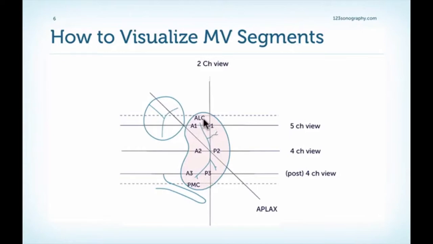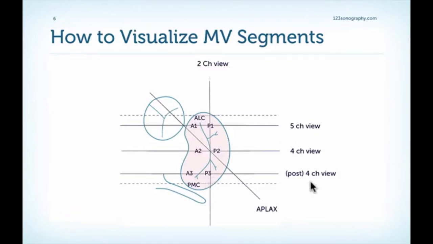If you tilt the transducer even further cranially and you're almost outside the valve area already, then you will see the anterolateral commissure. In contrast, if you move the transducer more caudally, you will have the region of A3 and P3, so more the posteromedial aspects of the valve. And if you move the transducer even further caudally, you will have the so-called coronary sinus view.